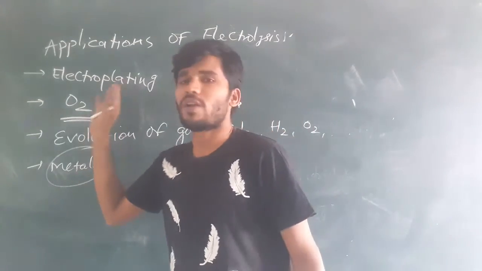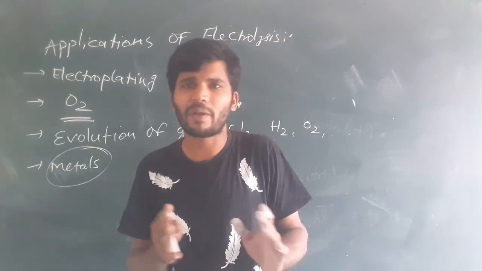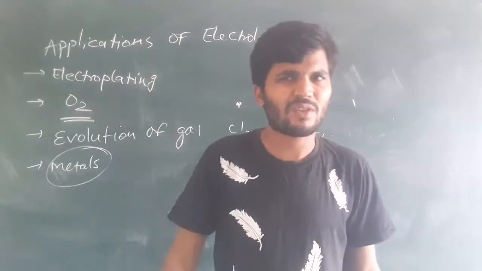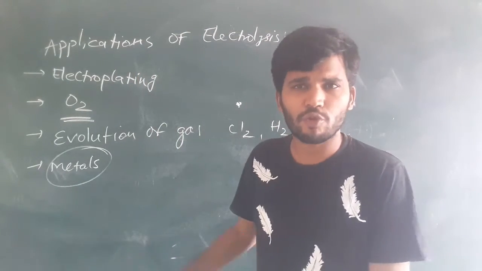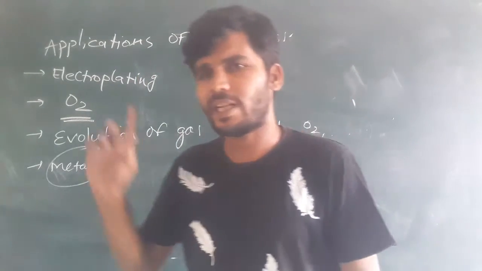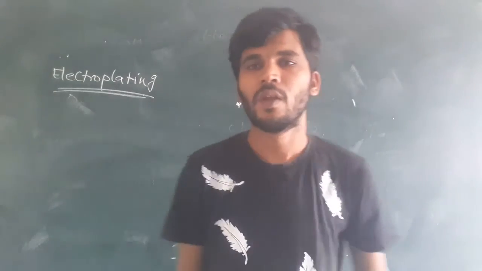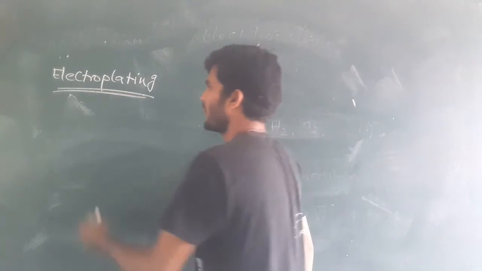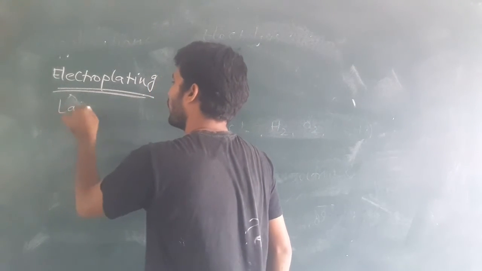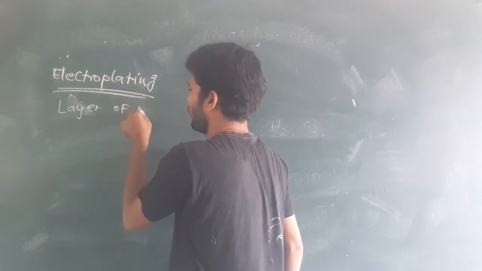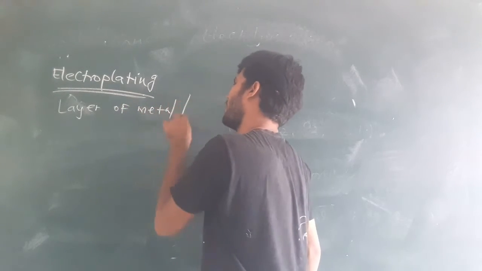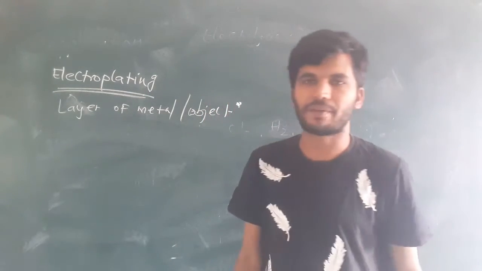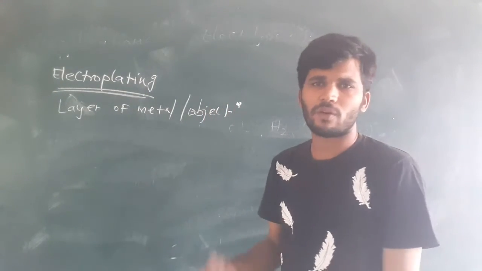Now we will see what is electroplating. I have already given you the brief introduction, but further I need to tell you what electroplating is, what its applications are, and how it is to be done, right? Okay, so electroplating. Electroplating is nothing but providing a layer of metal on any object.